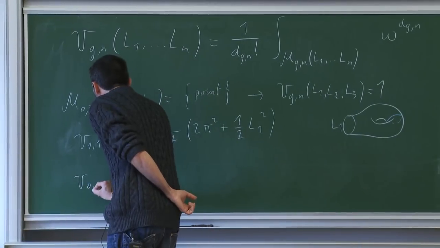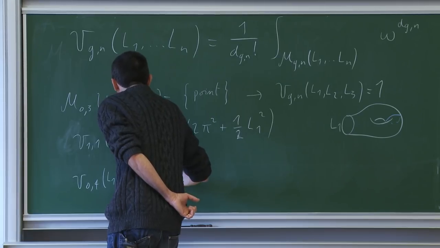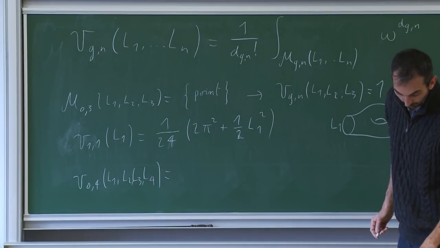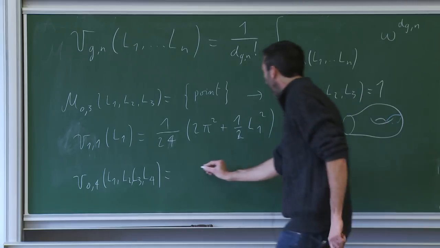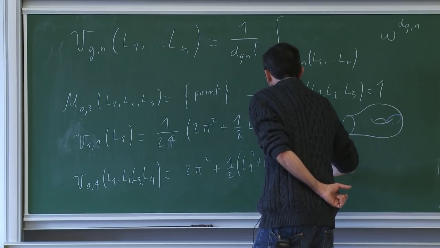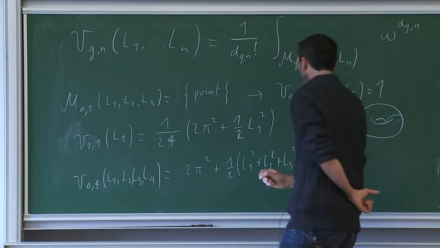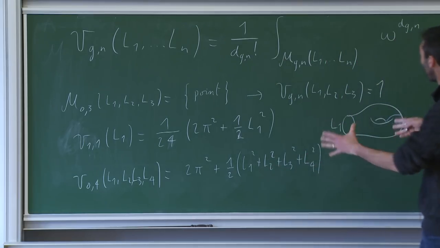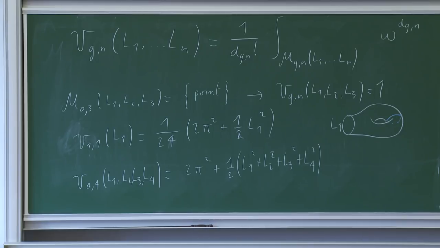Another example, V04 of L1, L2, L3, L4, is 2 pi squared plus 1 half of L1 squared plus L2 squared plus L3 squared plus L4 squared. You see that it is always a polynomial of the L_i squared. It's not obvious at all from the definition, but that's what you get after computing. This has been computed by a method of hyperbolic geometry. It's quite complicated, and the question is whether there is an easier way to find the same quantities.